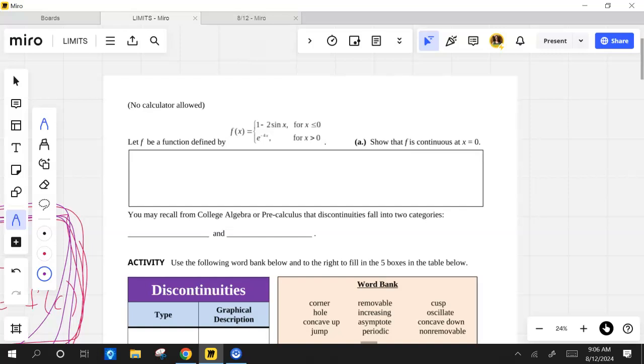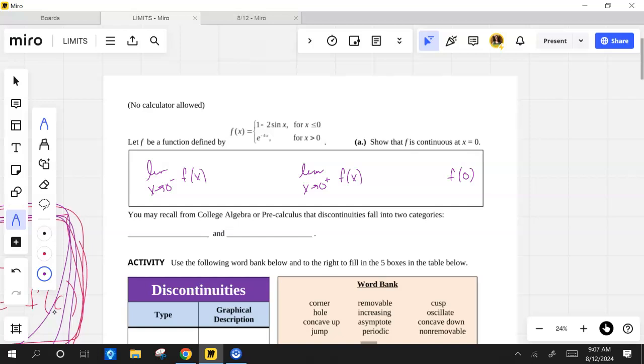So show that it's continuous at 0. I need to show three things. I need to show the limit as x approaches 0 from the left, the limit as x approaches 0 from the right, and I also need to show f of 0. Three things.